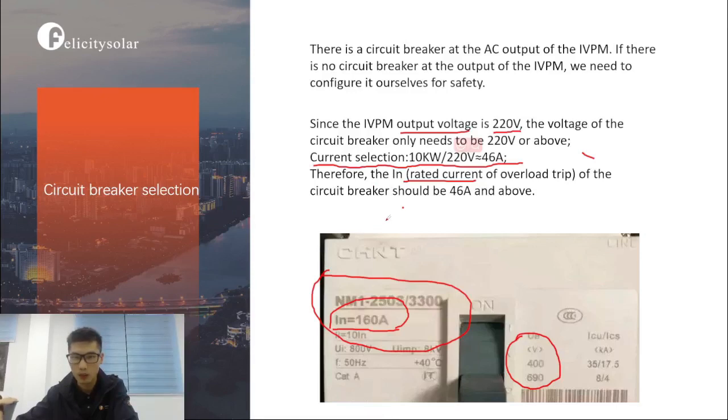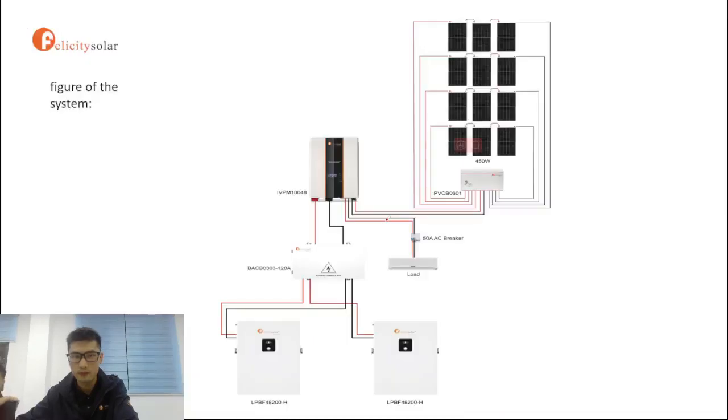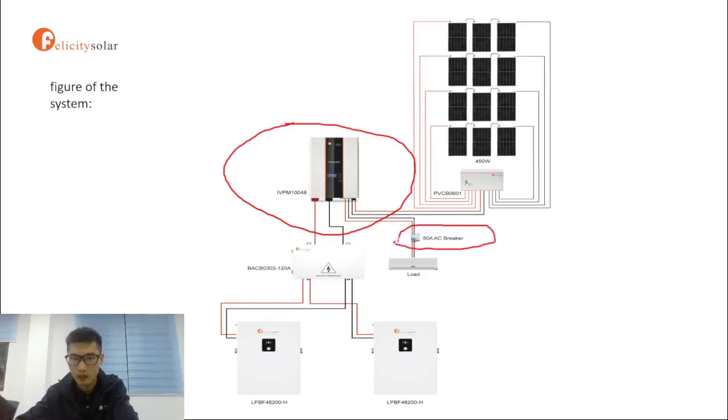Okay, now we're going to move on. Here is the picture of the whole system. As you can see, here we use the IVPM inverter. Actually, it has a circuit breaker inside, but if you use another inverter that has no circuit breaker inside, you have to install one breaker outside of it to ensure safety. Here you can see.